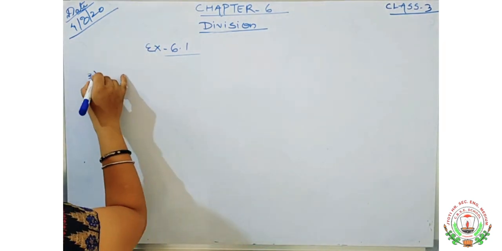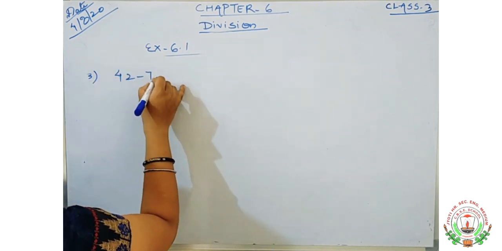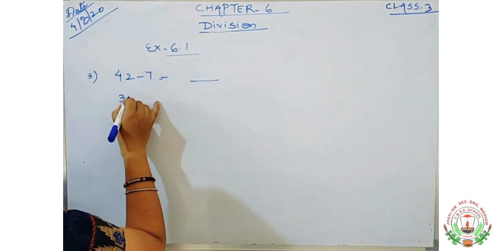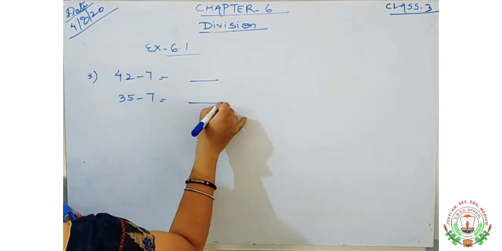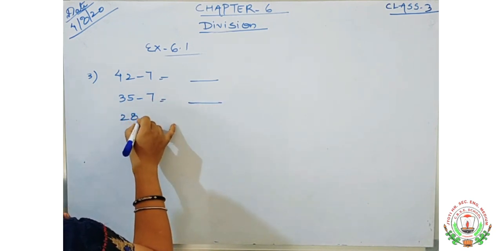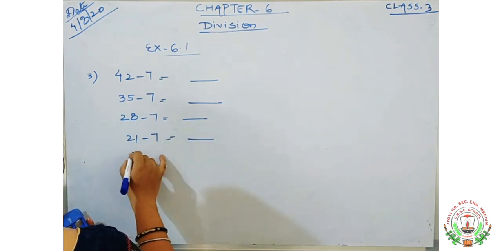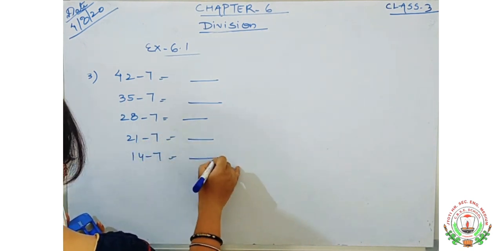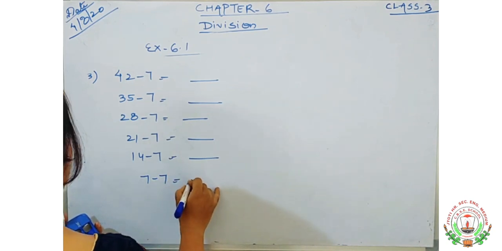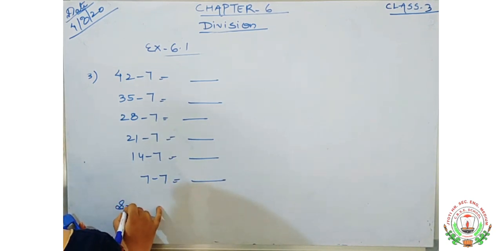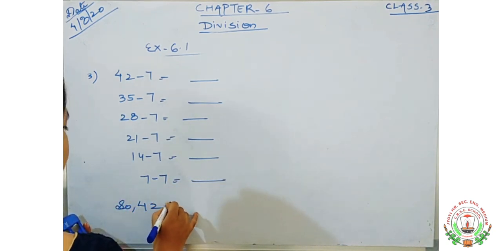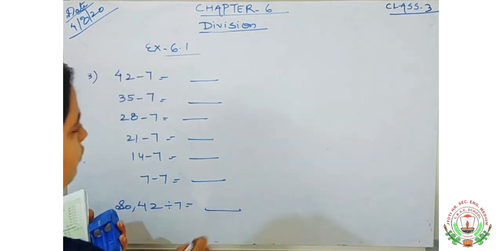Number 3 is 42 minus 7 is equal to dash. 35 minus 7 is equal to dash. 28 minus 7 is equal to dash. 21 minus 7. 14 minus 7. 7 minus 7 is equal to dash. So 42 divided by 7 is equal to what?